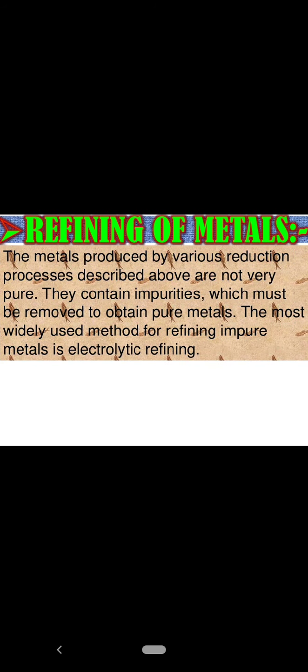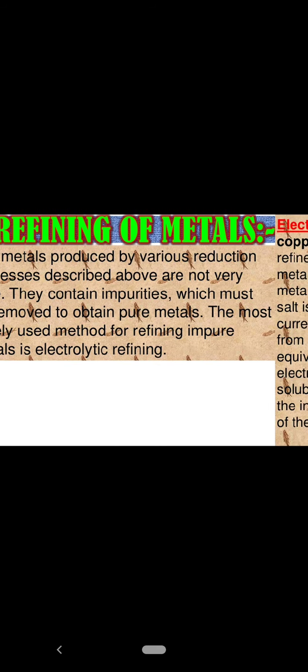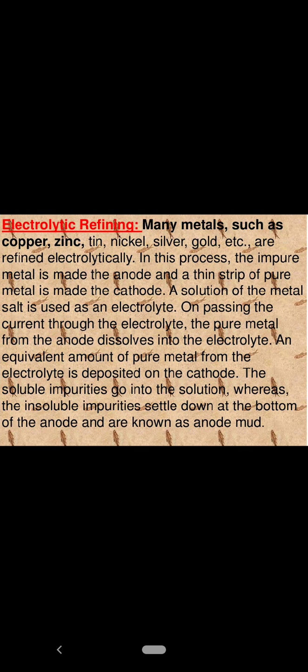Now, refining of metals. The metals produced by various reduction processes are not in pure form. They contain lots of impurities, or gangue, and it becomes essential to remove such impurities from the metals. So the process of electrolytic refining is used. For this process we can consider many metals like copper, nickel, silver, gold, etc. All these metals are refined using electrolytic processes.